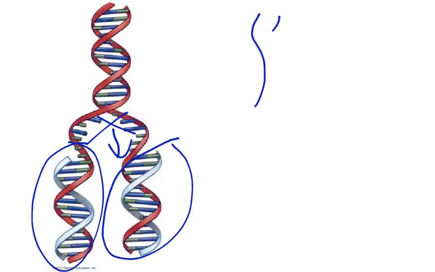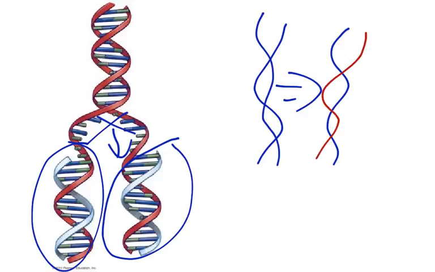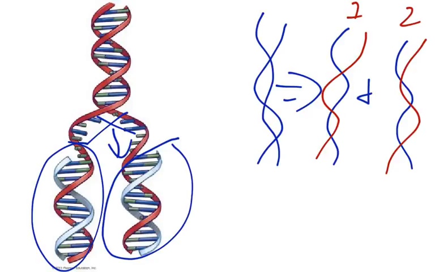So if you started with your DNA molecule, I'll draw a better one than that. If you started with your DNA molecule here, you would end up with this: your original and your new, and your original and your new, just like that. So you would have two new DNA molecules, but there's an original in each DNA molecule. And again, there's very few errors, which we'll talk about in a minute. We're very efficient, and you've got to make sure you remember those two enzymes as well.